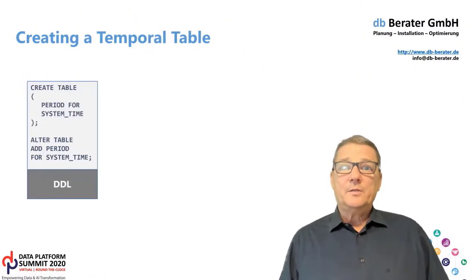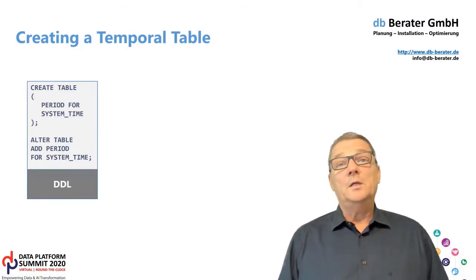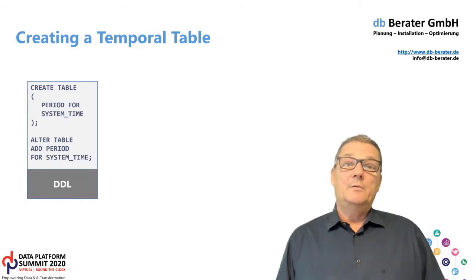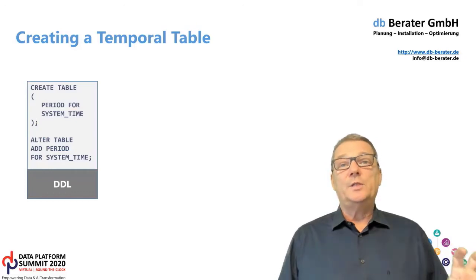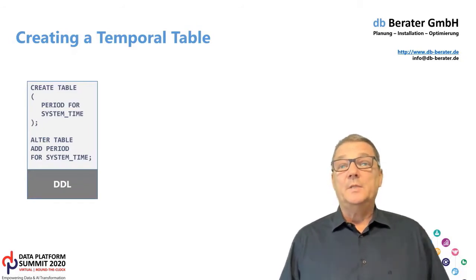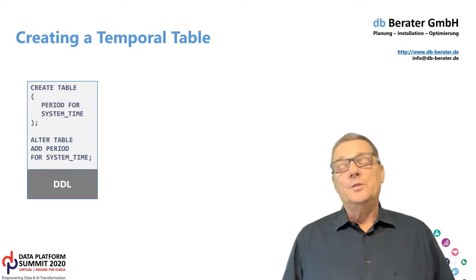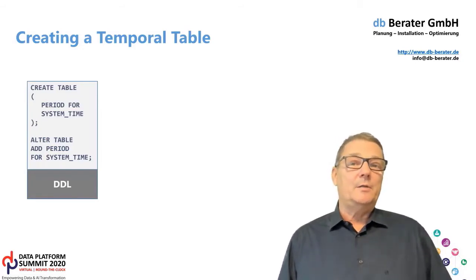If you decide to create a new table, just use the syntax you used before with one single dedicated point, which is required here. You say you want to have two dedicated attributes which are defined for the period for system time. If you have existing tables and you want to make them temporal tables, just alter the table and add this period for system time statement to the table. I will show it later on in the demos.